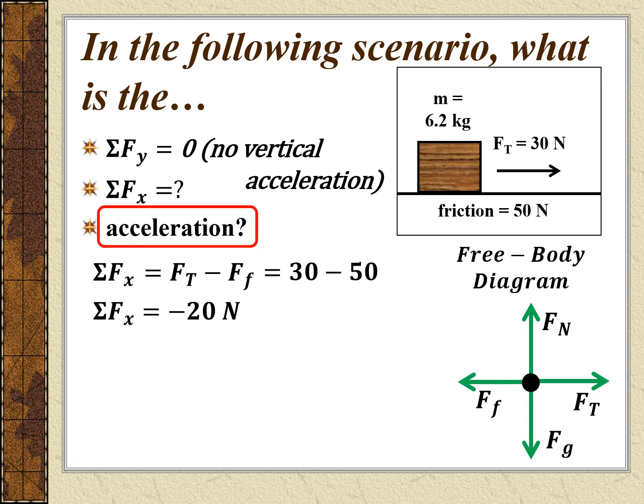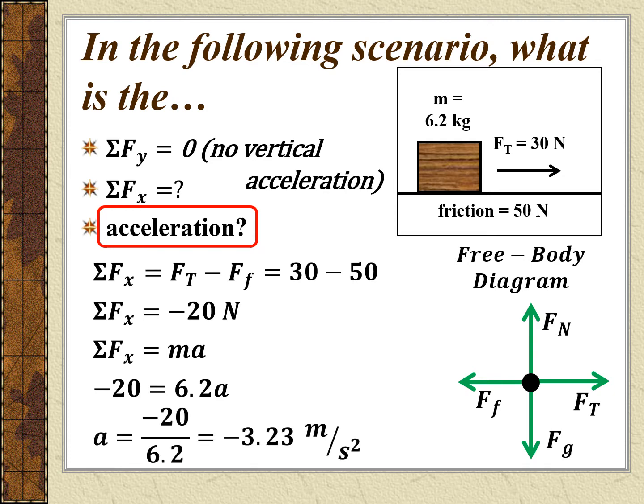Now to find the acceleration, since we do have a net force in the x direction, that means we're going to have an acceleration in the x direction. So we use Newton's second law, net force equals mass times acceleration. So we use that net force of negative 20, the mass, which is given in the problem to be 6.2 kilograms, and then we plug that into our equation, divide by 6.2, and we get an acceleration equal to negative 3.23 meters per second squared for our system.